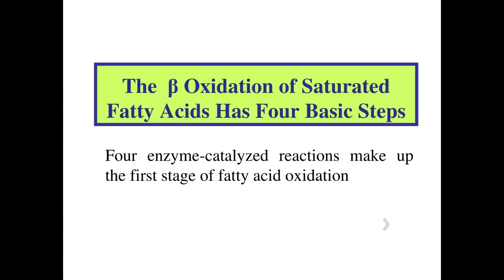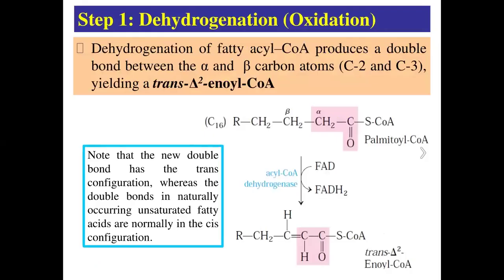And today we'll be discussing beta oxidation of saturated fatty acid, which we said has 4 enzyme-catalyzed reactions. The first reaction is dehydrogenation of the fatty acyl-CoA that produces a double bond between alpha and beta carbons, that's carbon 2 and 3, which forms trans delta 2 enoyl-CoA.